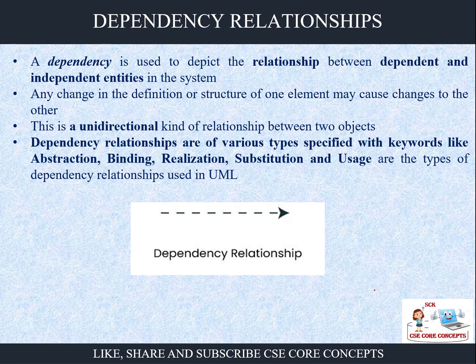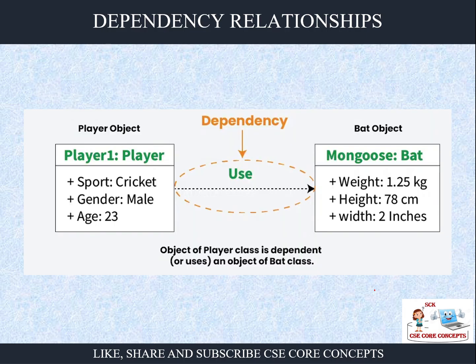Let's say we are talking about the usage dependency. I have two classes here. One class is the Player class and another class is the Bat class. For the Player class, let's say Player 1 is an instance of the Player class. The attributes of the Player class were sport, gender, and age. For this Player 1, the value of sport is cricket, the gender is male, and age is 23. And for the Bat class, what type of bat is he using? Let's say a Mongoose bat, which weighs 1.25 kg, height is 78 centimeters, and width is 2 inches.